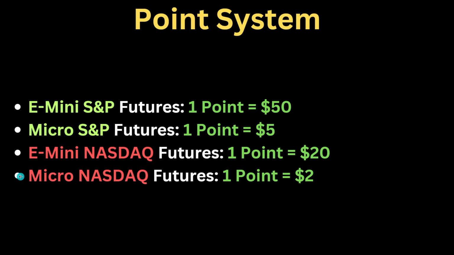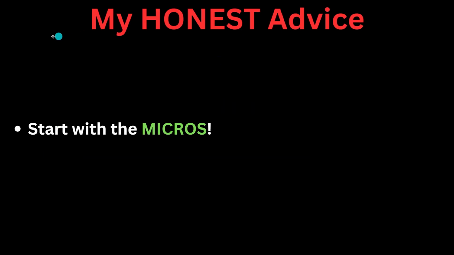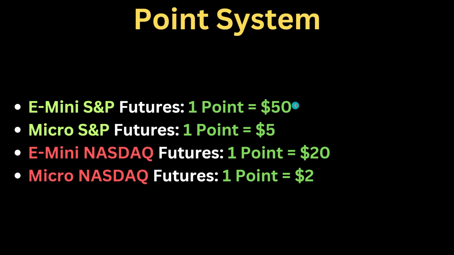And honestly, I know a lot of profitable futures traders that only trade the micros for that one sole reason, that they can scale out of more of their position and they're more consistent when trading the micros. So as you'll see right here, I even say it again, my honest advice, start with the micros. And again, honestly, you could just continue to trade the micros if that's where you're consistent and you don't like the whole 1 point equals $50 or 1 point equals $20.